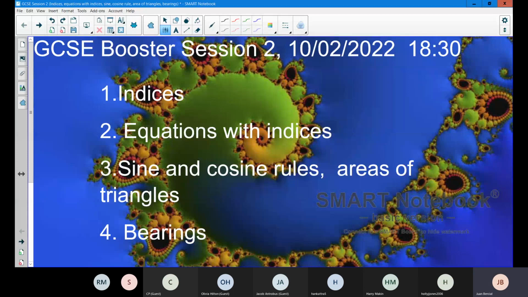Okay, so welcome everybody to another GCSE booster session. What we're going to be covering today is laws of indices, then some equations with indices, and then sine and cosine rules, including finding the area of triangles, and then some bearings as well.